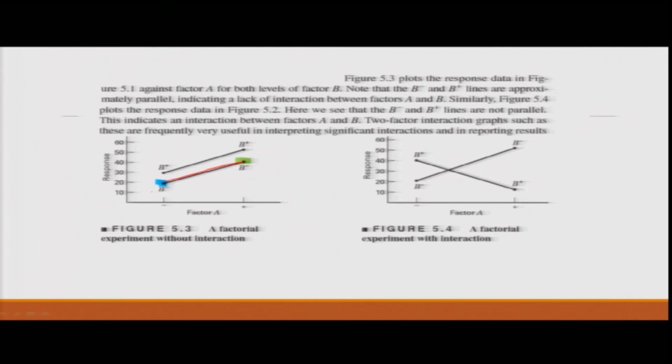Now, if you consider similarly figure 5.4, it plots the responses where there is interrelationship. That means the movements are not in the same proportional manner; they would be negative, and an inversely proportional concept should also be there. Similarly, figure 5.4 plots the response data of figure 5.2. Here we see that the B minus and B plus lines are not parallel, they intersect. This indicates an interaction between the factors A and B.